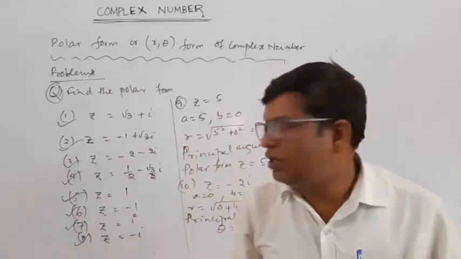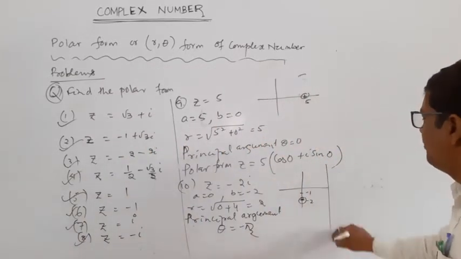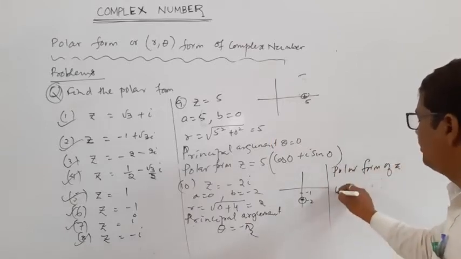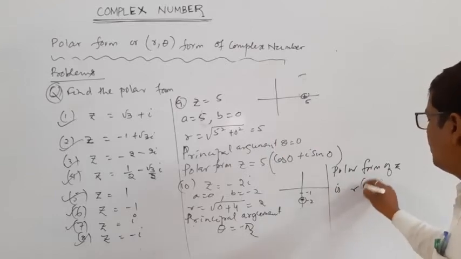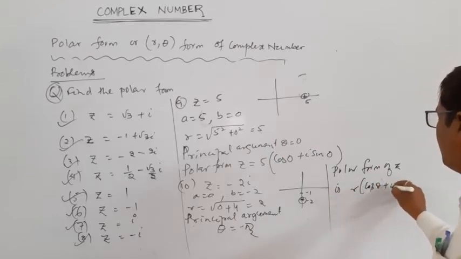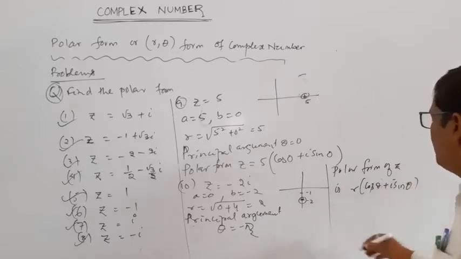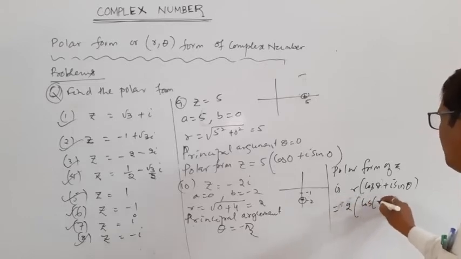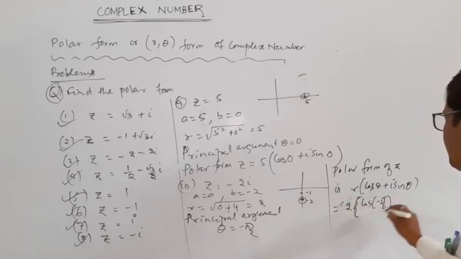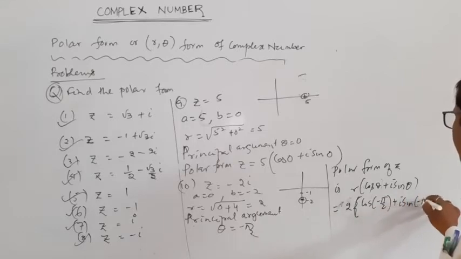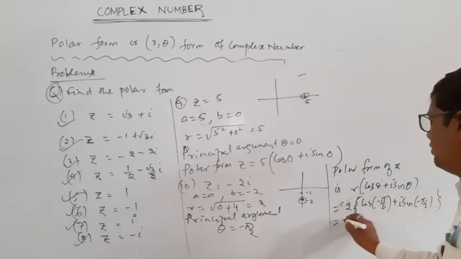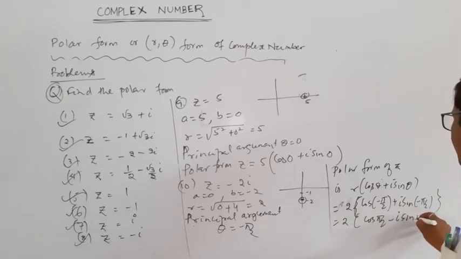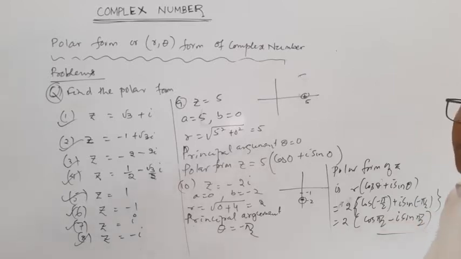Polar form is what? Now polar form of z is r into cos theta plus i sin theta. So r means 2 into cos of minus pi by 2 and i into sin minus pi by 2, or you can write 2 into cos pi by 2 minus i into sin pi by 2. This is the polar form of the complex number.